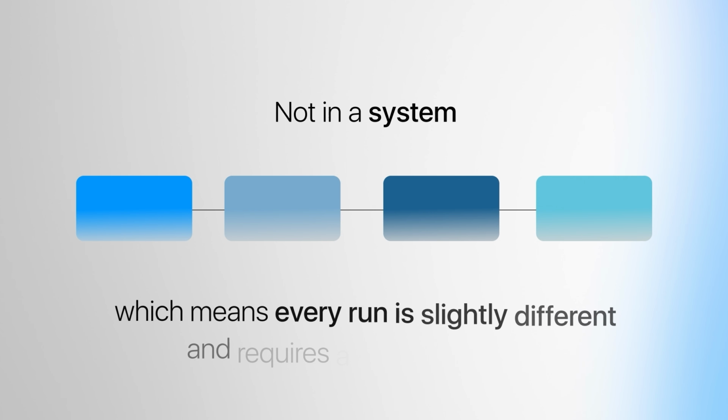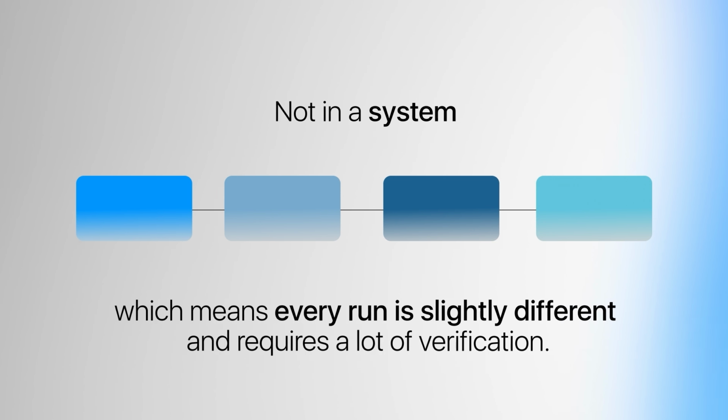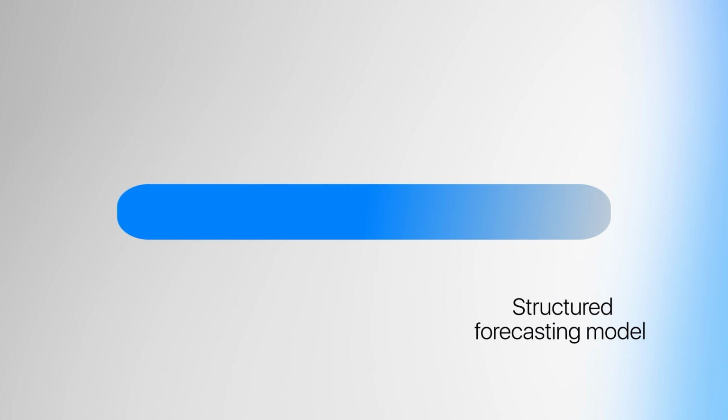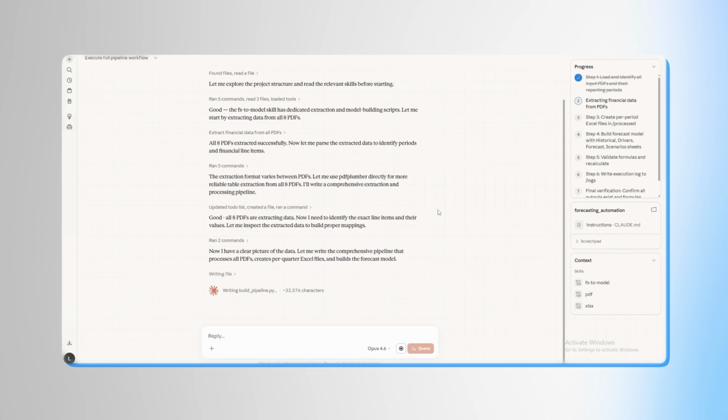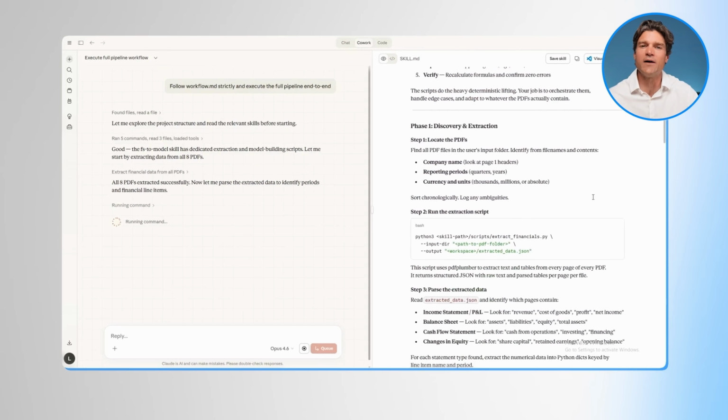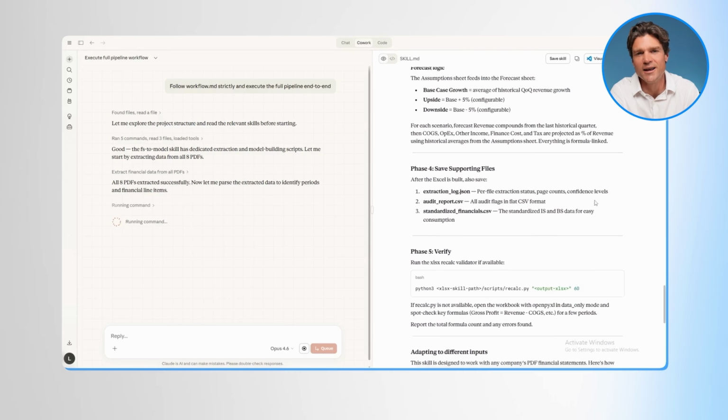Now it works, but it's still very manual, and more importantly, it's not very consistent. The logic lives in your prompts and not in the system, which means every run is slightly different and requires a lot of verification. So in this video, I'll show you how to build a pipeline where raw financial data flows into a structured forecasting model that updates itself automatically when new data arrives. This way, the logic is fixed and the structure is consistent so that the system handles execution without having to restart the process each and every time.